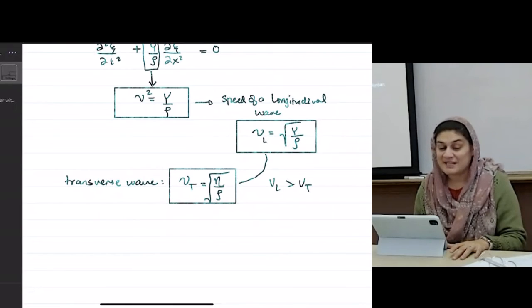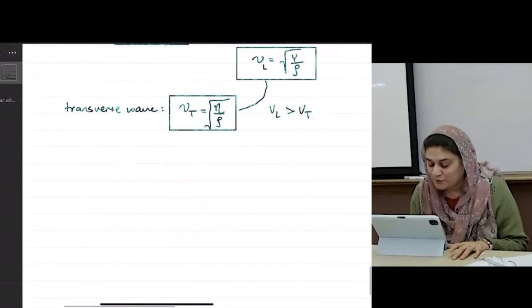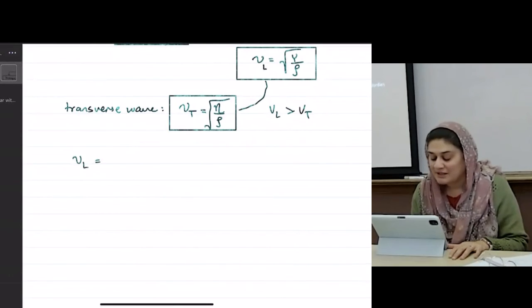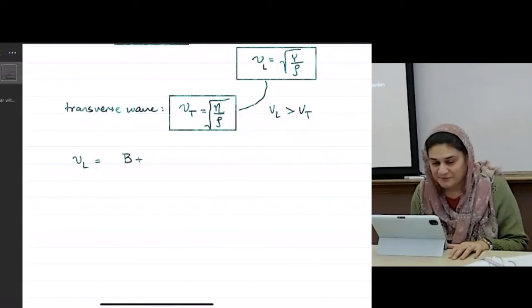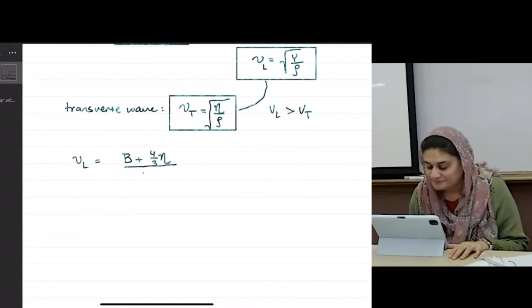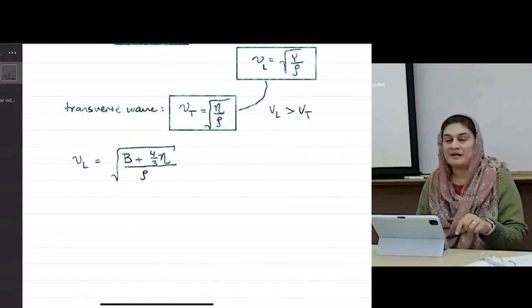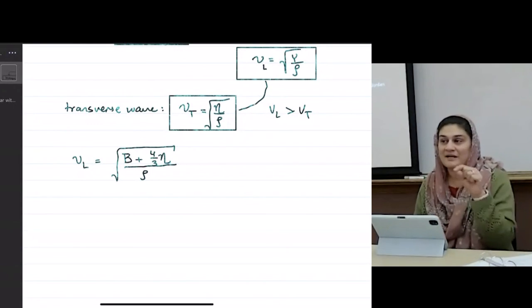Also, you could do the same derivation for longitudinal waves if you use the bulk modulus. I am not going to make you do it, but you should know this answer. Write this down somewhere. You see the similarities developing? One was Y, one was eta, but now that you have the bulk modulus, it'll also have the eta with it.